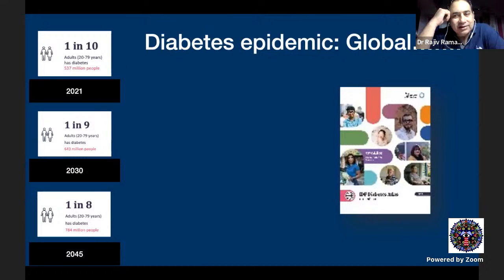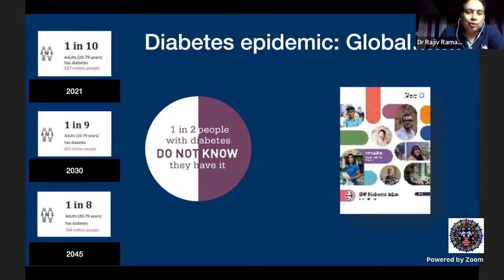So the International Diabetes Federation, every year they come out with some statistics. They tell how common diabetes is, and truly diabetes is an epidemic. It's not true only for India, but a global epidemic. In 2021 globally, about 1 in 10 people have diabetes, nearly 537 million people. And they estimated this to become 1 in 9 in 2030 and 1 in 8 in 2045, staggering numbers of people who have diabetes. And the sad part is that 1 in 2 don't know that they have diabetes.